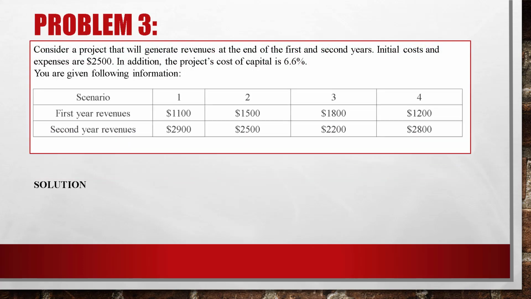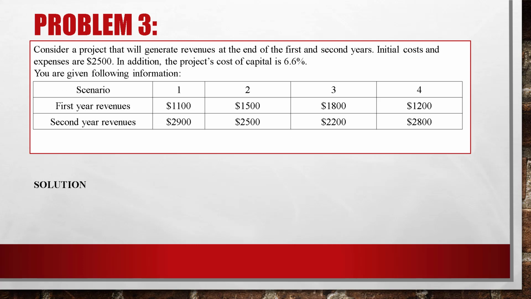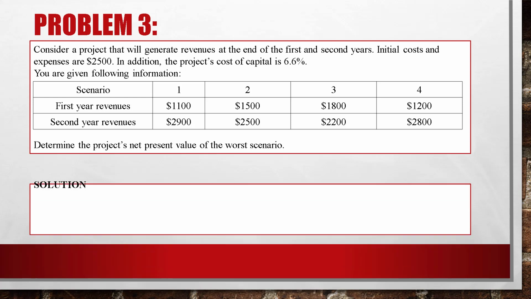Problem 3. Consider a project that will generate revenues at the end of the first and the second years. Initial costs and expenses are $2,500. In addition, the project's cost of capital is 6.6%. You are given the following information: scenario 1, 2, 3, and 4. The first year revenue of the first scenario is $1,100, and the second year revenues is $2,900, and so on. Determine the project's net present value of the worst scenario.